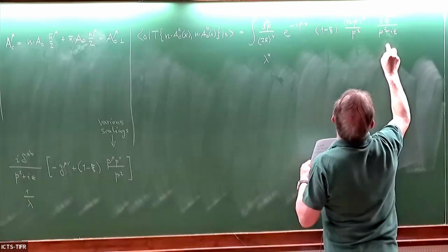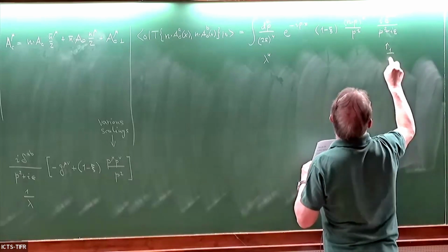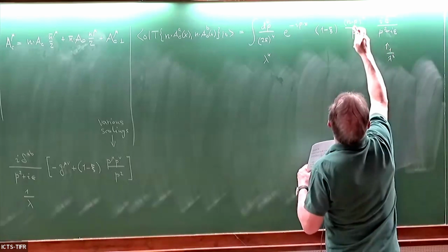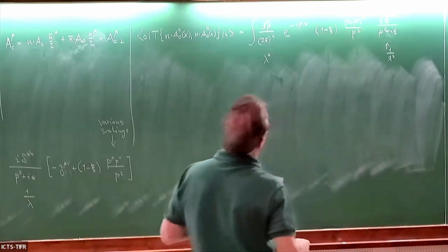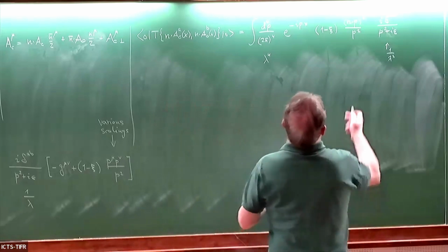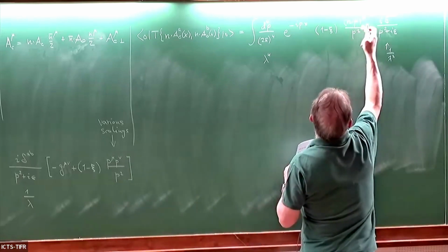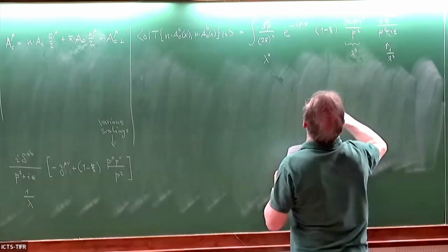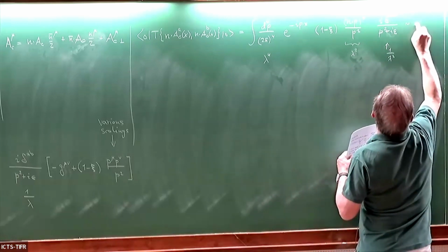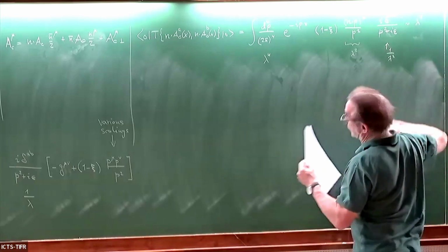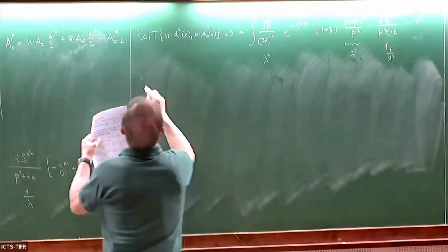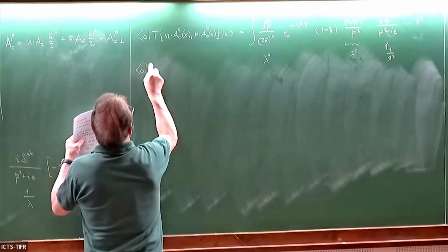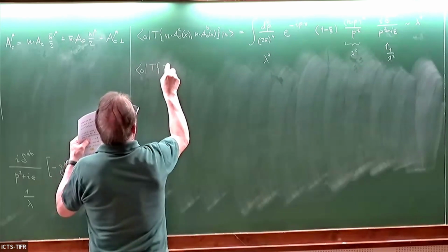So here we have a 1 over lambda squared. And here now n dot p is the small component. n dot p counts like lambda squared. So this is lambda squared squared over p squared, which is lambda squared. So this whole expression counts like lambda to the 4. And we can do the same thing with n bar dot A.